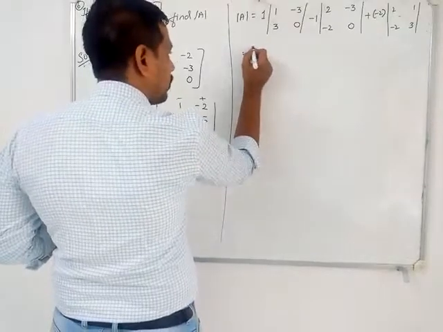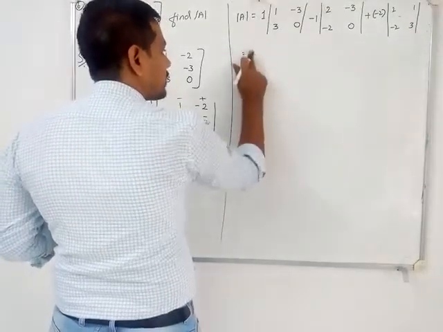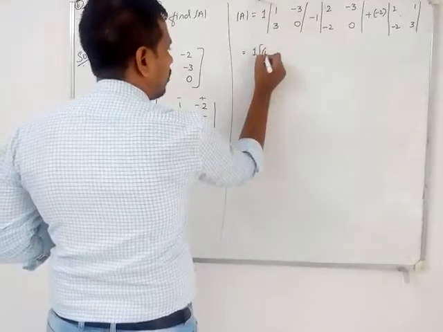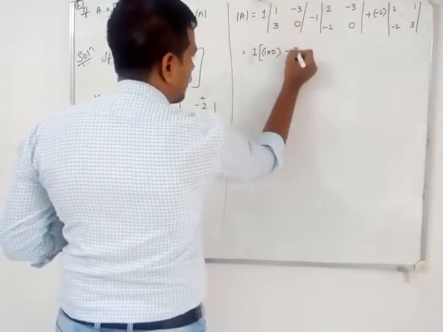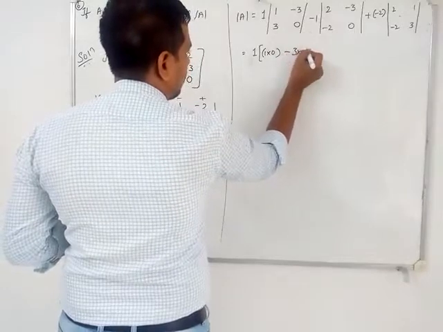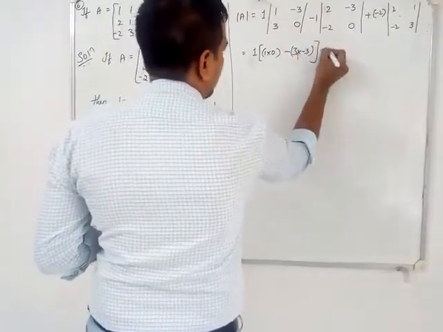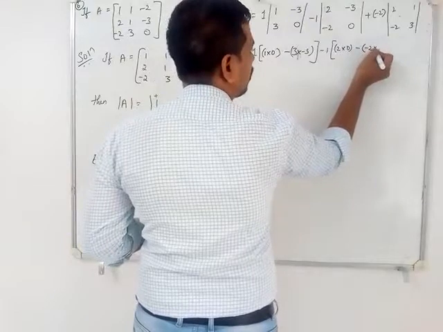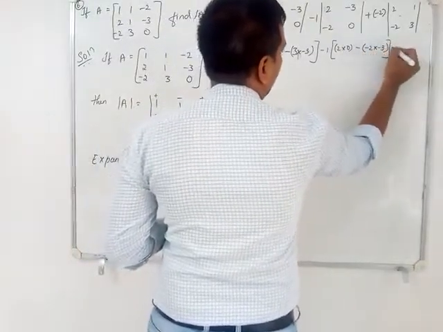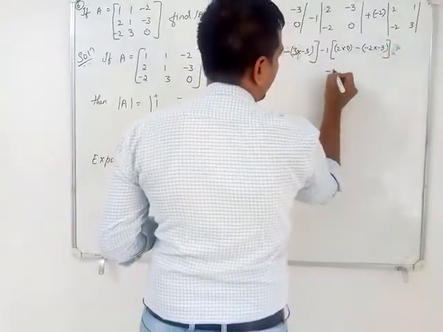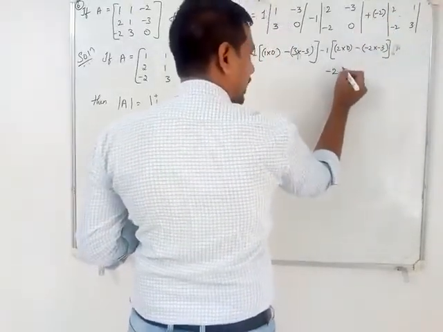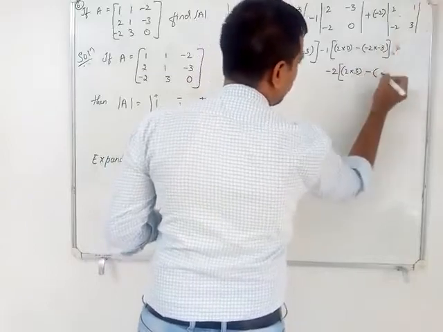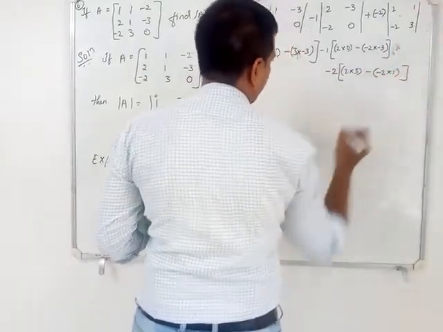1 into 0 minus 3 into -3, minus 1 into 2 into 0 minus -2 into -3, minus 2 into, here plus into minus, minus 2 into 3 minus -2 into 1.